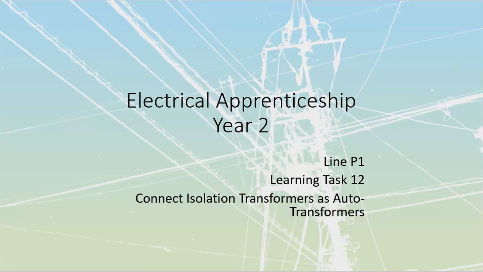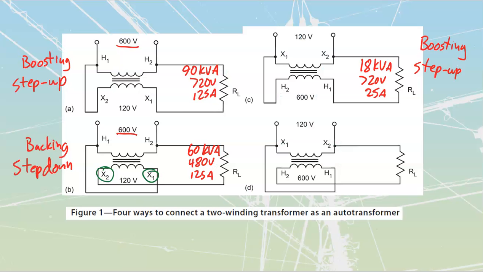All right, line P1, learning task number 12, connect isolation transformers as autotransformers. We are on to 12D, where we're going to go through the 12th iteration of this autotransformer connection. Once again, this is an isolation transformer, a 15 kVA isolation transformer, that we are going to reconnect so that it becomes an auto type of transformer.